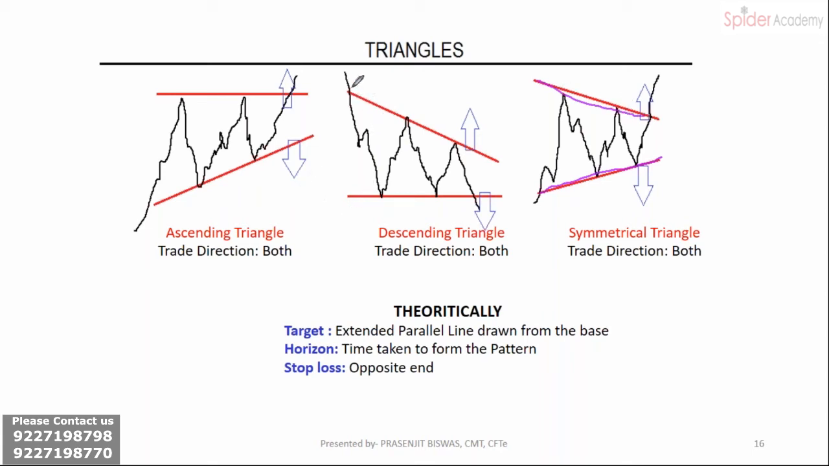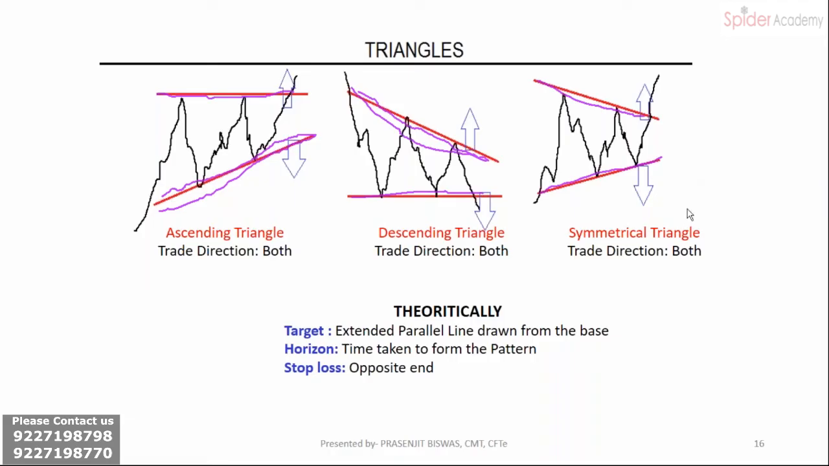And in case of a symmetrical triangle, where both the lines are converging, like in a descending triangle only the resistance line is descending, that is why it is called descending, because the other line is a flat one. In case of an ascending triangle, the upper line is flat but the lower support line is rising in nature, right? But in case of a symmetrical triangle, both the lines are converging in nature. There is no flat line.